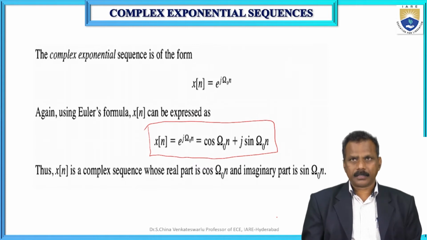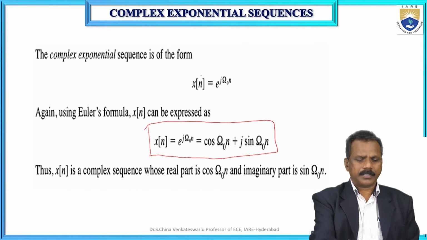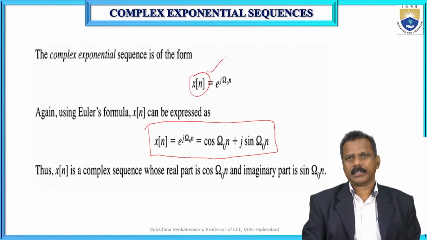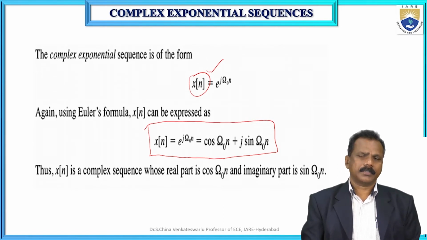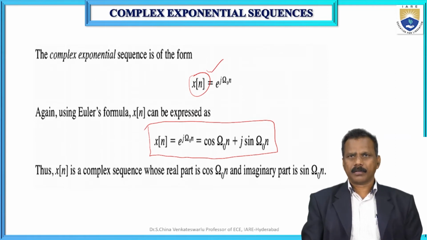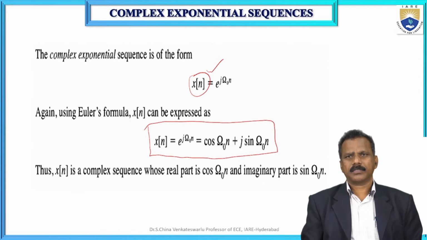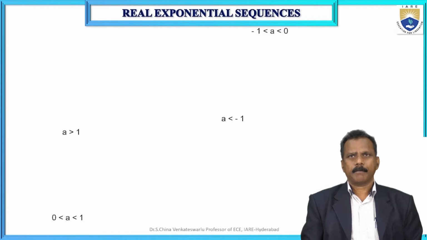This is related to complex exponential sequences in the form of x of n, which can be either continuous time or discrete time, decided by the factors. The same applies to the discrete time signal: using Euler's formula, x of n can be expressed as a complex sequence whose real part is cos omega naught n and imaginary part is sine omega naught n.